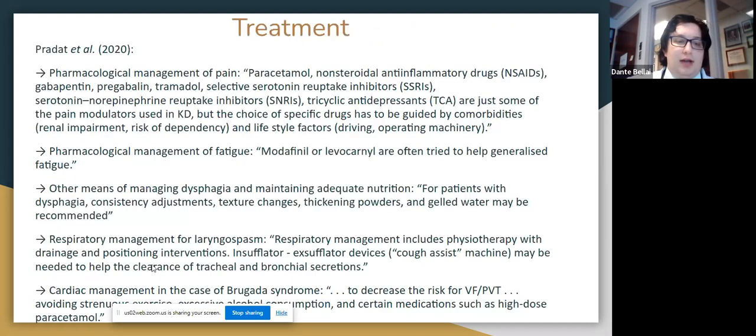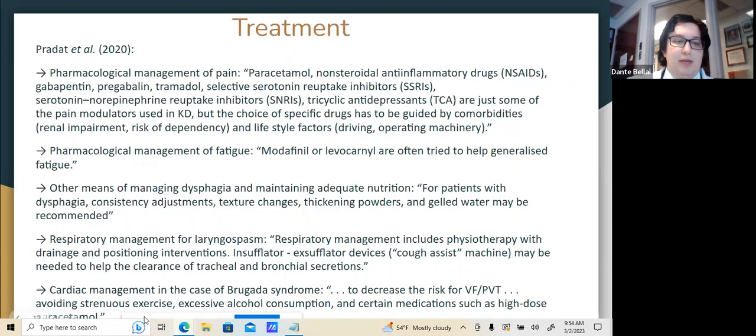In terms of pharmacological management, there's little that really can be done, but in terms of pain from muscle cramping and aching, paracetamol, non-steroidal anti-inflammatory drugs, gabapentin, pregabalin, tramadol, selective serotonin reuptake inhibitors, serotonin norepinephrine reuptake inhibitors, and tricyclic antidepressants are just some of the pain modulators used in KD. But the choice of specific drugs has to be guided by comorbidities. So one has to consider renal impairments, the risk of dependency, and one's lifestyle factors as well. Fatigue may be managed by modafinil, levocarnitine.